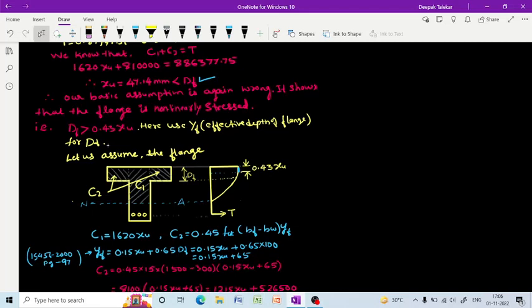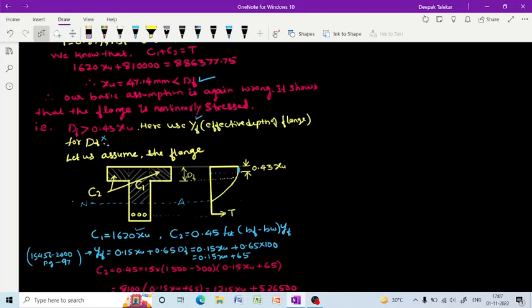Here we have to use YF, that is the effective depth of the flange. We cannot use the total depth of the flange. We have to use the effective depth of the flange in place of DF. So in this case, DF will not be there. Here we'll have YF. Okay, so let's calculate. Now C1 remains the same, no changes in C1. But in C2, 0.45 FCK, BF minus BW, here earlier it was DF, now it is YF.